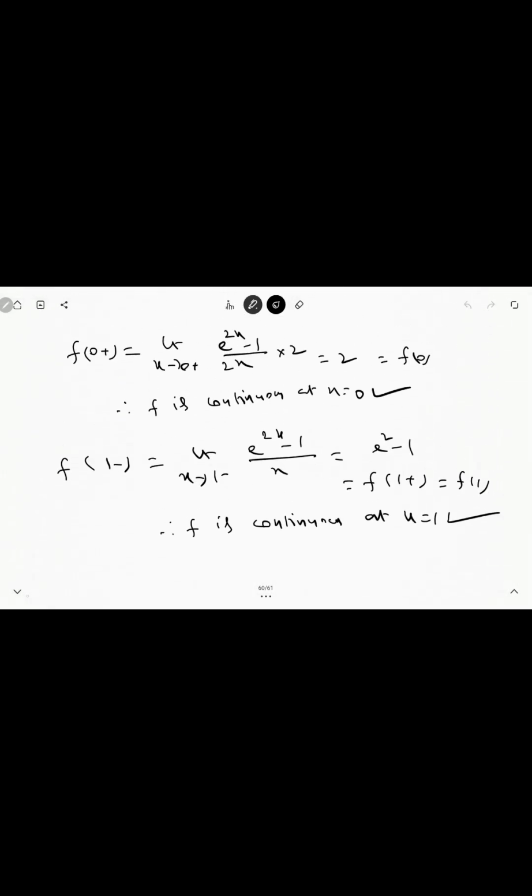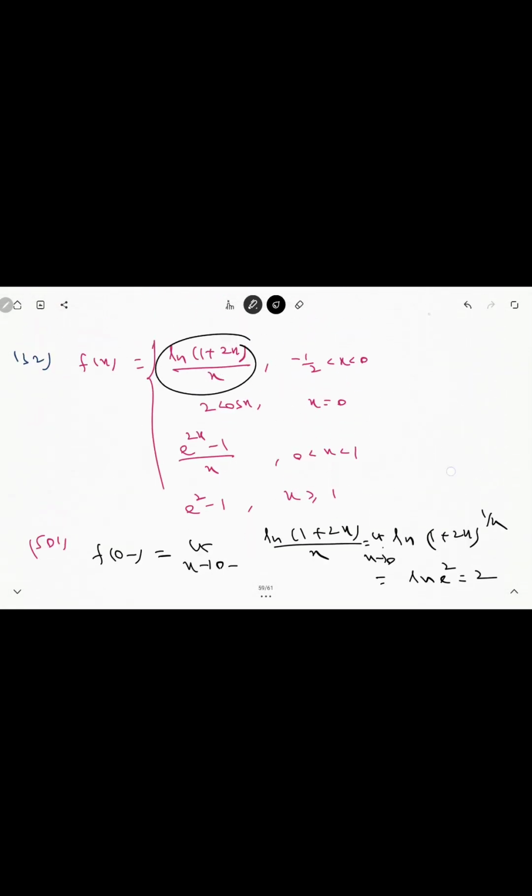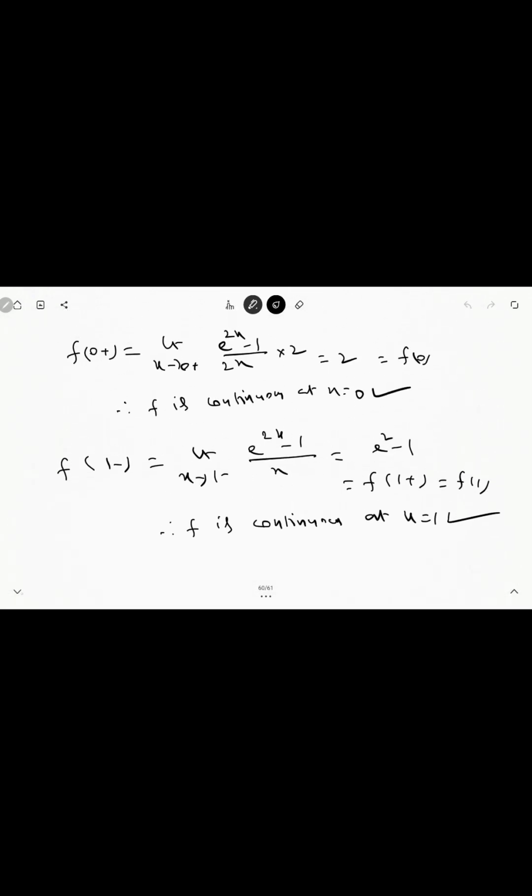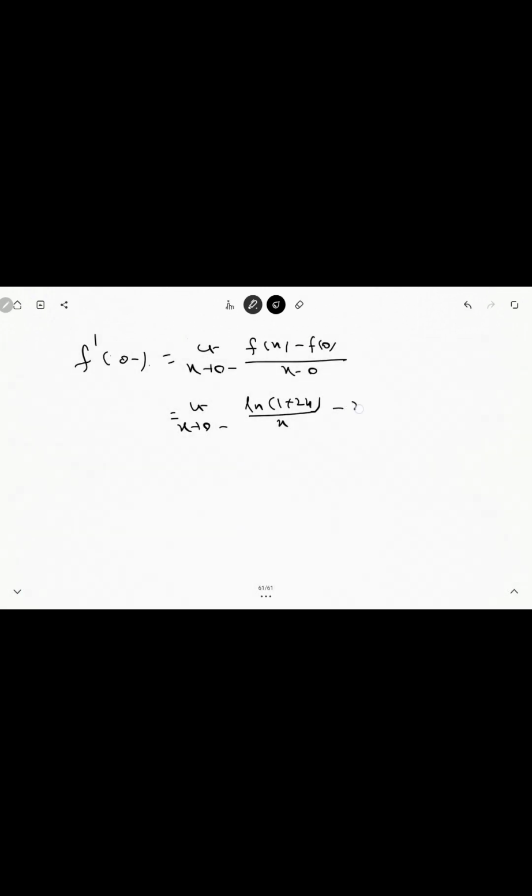F dash 0 minus, tell me. What is the definition? Limit x tends to 0, f of x minus f of 0 by x minus 0. It is the first principle, correct or not? So what is the function for the left hand side of 0? This only: ln of 1 plus 2x by x. What is f of 0? Just now we have done, f of 0 is 2. Okay, minus 2 by x minus 0, x only.